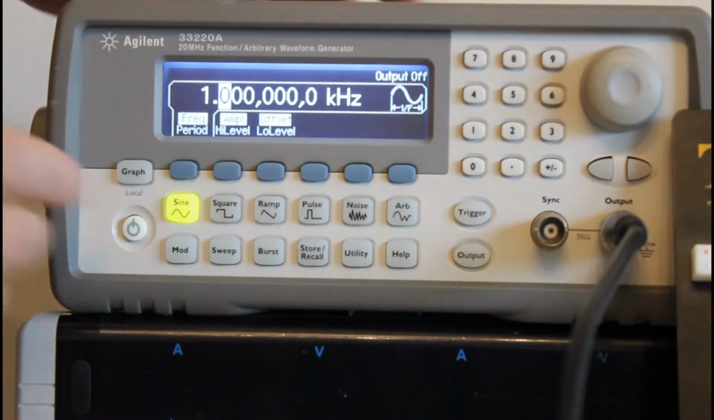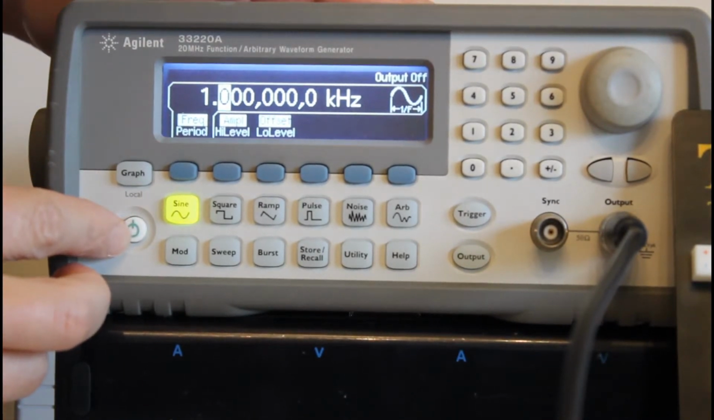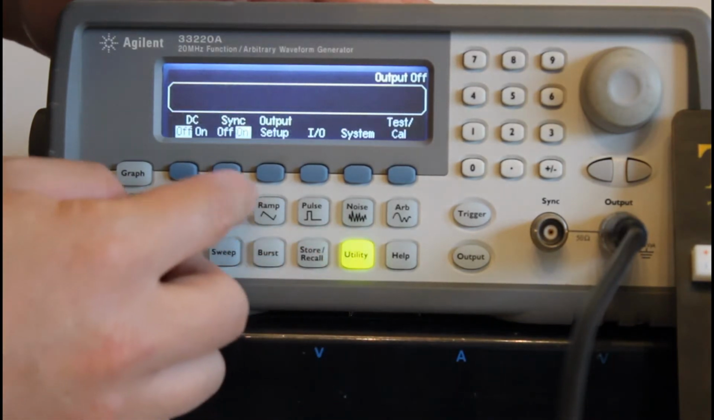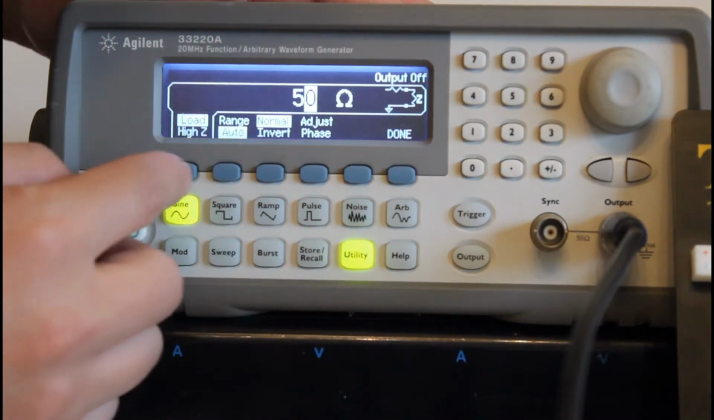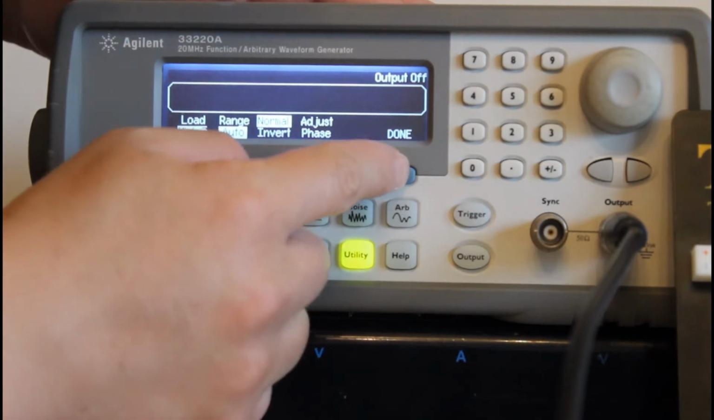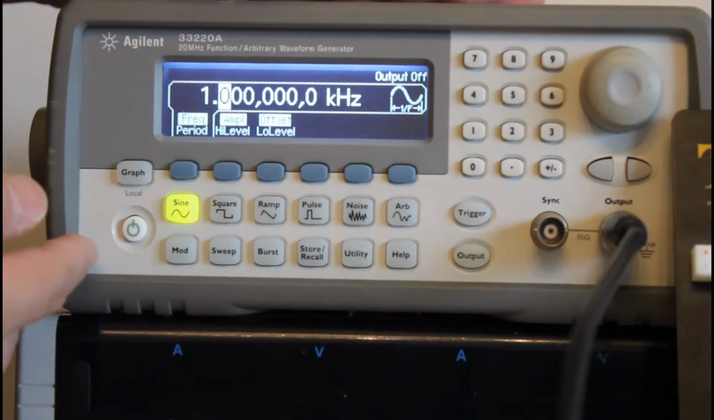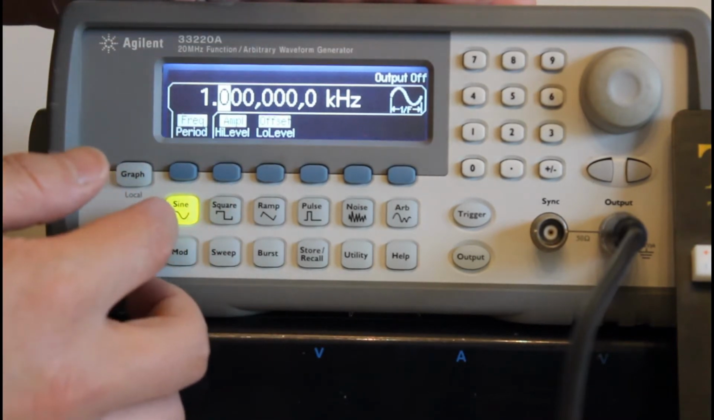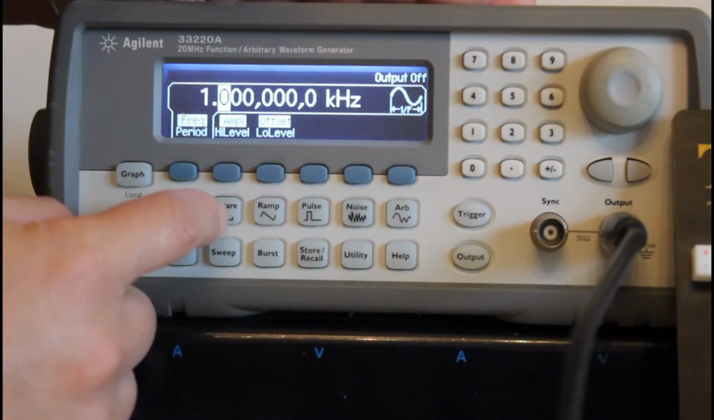First of all, every time we turn on the function generator, remember to set the high Z mode. Press utility, press output setup, choose high Z, done. Every time we turn on the function generator, we need to set the high Z mode. Then we choose the square function.